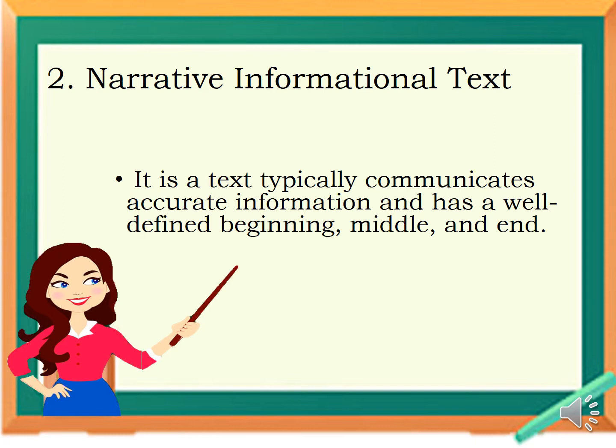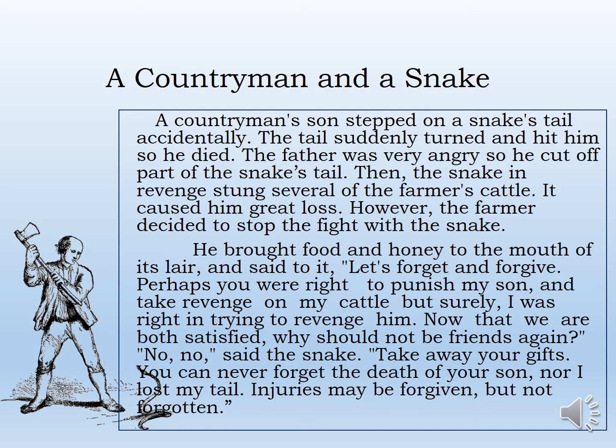Number 2, narrative informational text. It is a text that typically communicates accurate information and has a well-defined beginning, middle, and end. Example of a narrative text: A Countryman and a Snake.